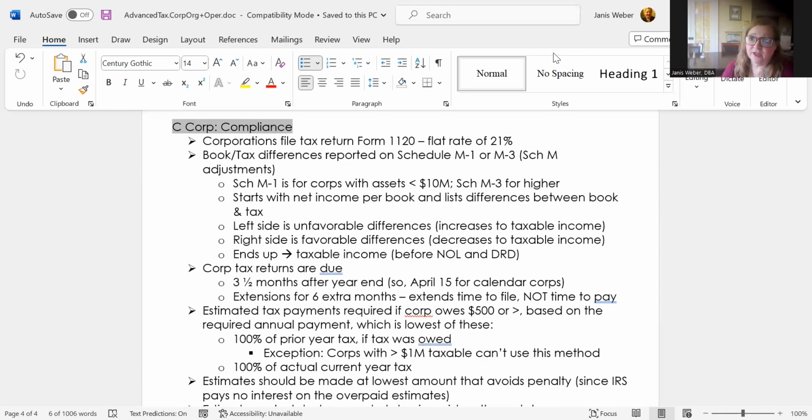Because in order to do your financial statements, you have to take into account these differences between book and tax. And those are the same ones that have to be accounted for in order to do your Schedule M calculations.